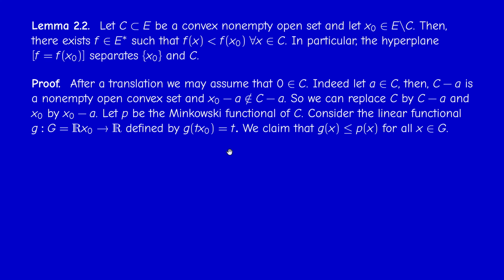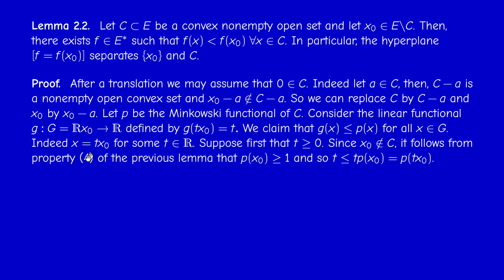Now it's very easy to check that g is linear. But the most important thing is that it satisfies the inequality that we encountered in section 2.1: g of x is less than or equal to the Minkowski functional p of x for all x in G. How to prove that? Not terribly difficult, but it requires a proof. Take an element in G, this one-dimensional space. It can be written in the form t x0. Here we just have to distinguish between two cases: t is bigger or equal than 0, or t is negative.